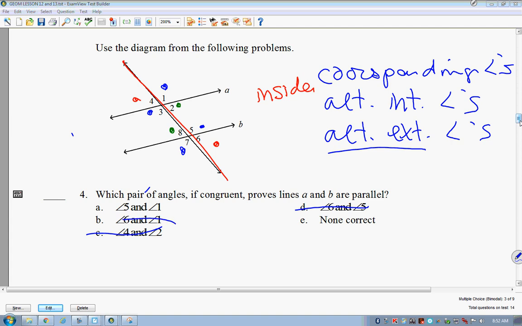No. Okay? So, the answer has to be 5 and 1. The question is, what are 5 and 1 to each other? Marcos, what are 5 and 1 to each other? They're alternate interior. 5 and 1 are? Here's 5, here's 1. What are they? 5 and 1.